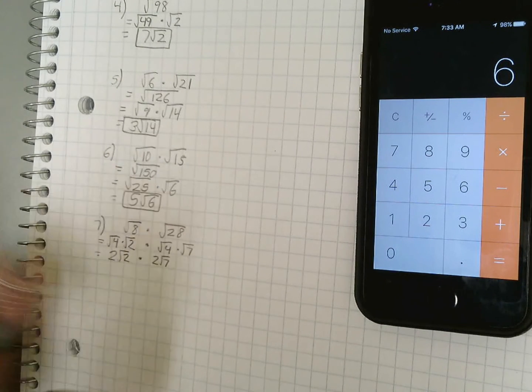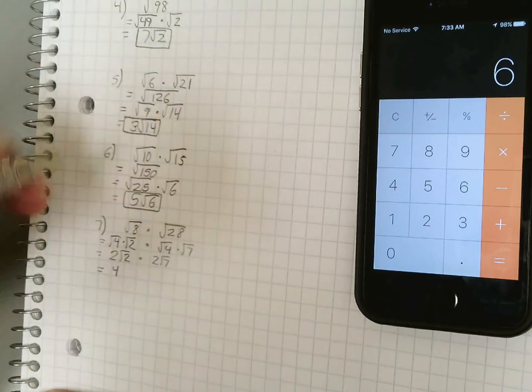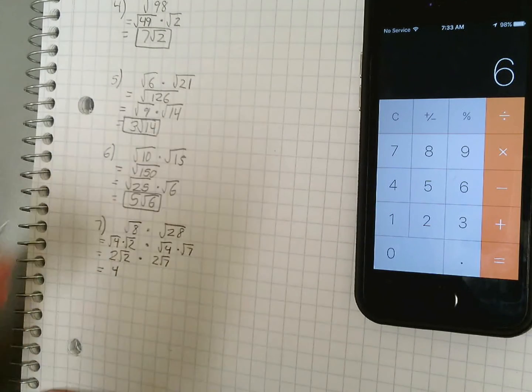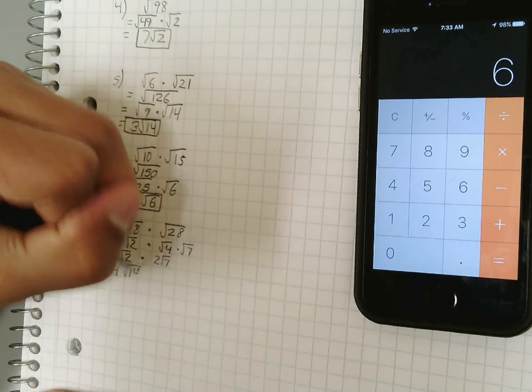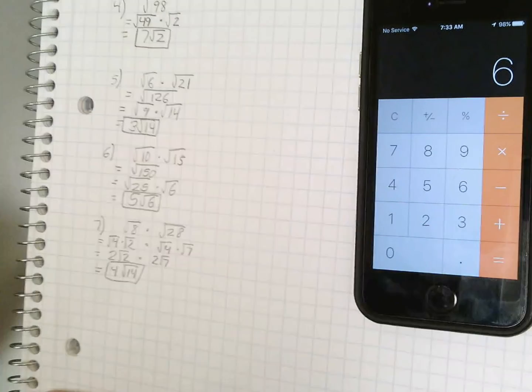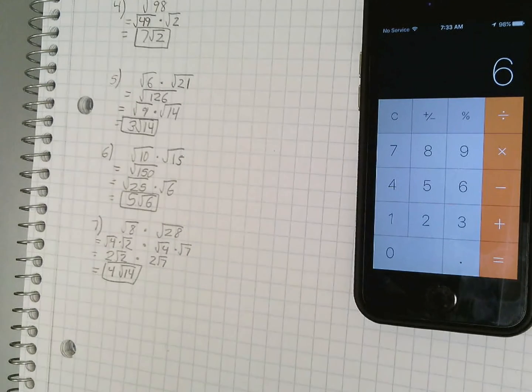So I'll do 2 times 2 is 4. And square root of 2 times square root of 7 is square root of 14. So this simplifies to 4 root 14.